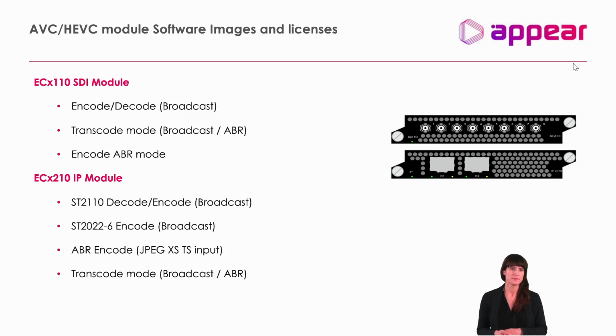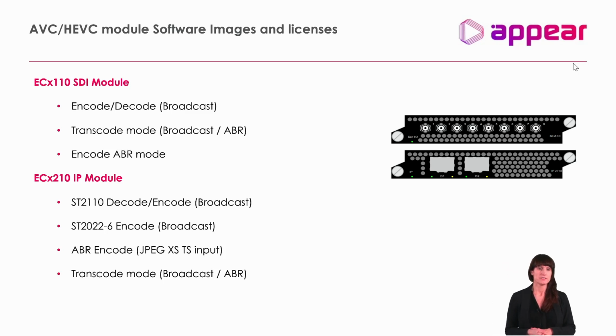The IP module, we support 2110 encode decode, so 2110 input for the encoder and output for the decoder. We've got ST2022-6 encode for SDI or IP. For broadcast, our ABR encoder can do JPEG XS TS input very soon. The transcoder, on the other hand, can run on both modules, as it takes inputs and outputs from the backplane.